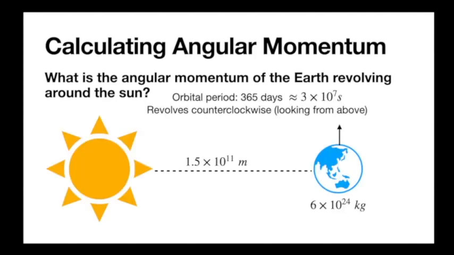We know the orbital period, right? It's a year, 365 days. It takes the Earth to go 2 pi around the sun, one complete orbit. And then I'm giving us that the mass of the Earth is this, and the distance of the Earth from the sun is this. So now we want to calculate the angular momentum.